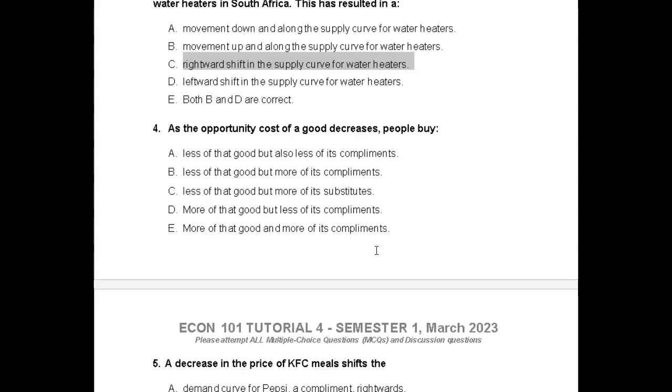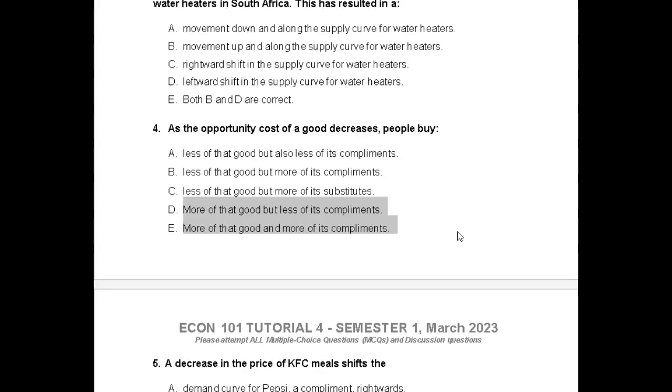Now, as the opportunity cost of a good decreases, people will buy more. So as it decreases, obviously people will buy more. So it's in between D or E. An opportunity cost of a good decreases, people will buy more of that good, but less of its complements.